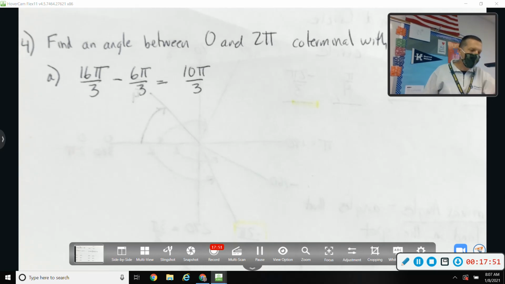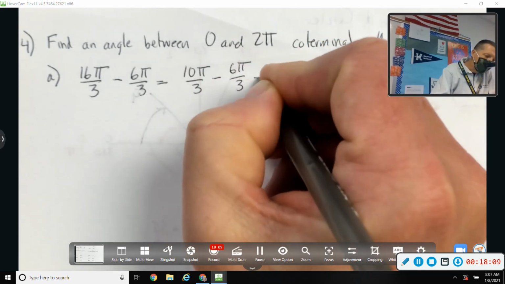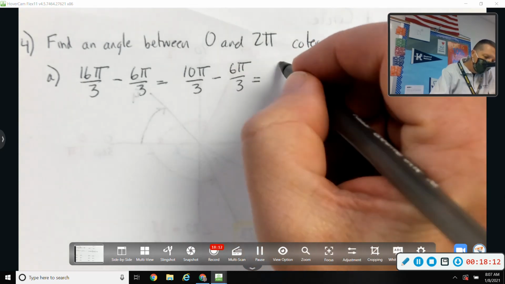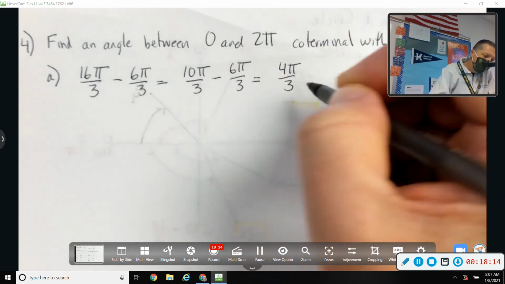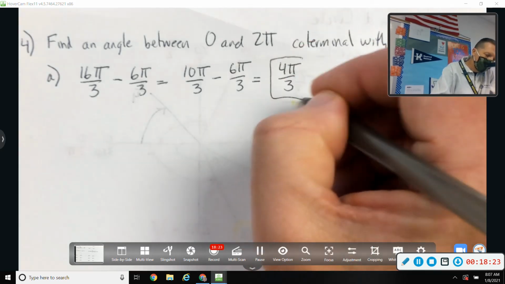And here's where our fraction sense comes in. Is 10 pi over 3 in between 0 and 2 pi? Yeah, some hesitant head shakes, but mostly head shakes. Because 10 divided by 3 is 3 and something. So we're not there yet. Let's subtract 2 pi again. 10 minus 6 is 4. 4 pi over 3. Is that between 0 and 2 pi? Yeah, because 4 over 3 is a little bit bigger than 1, but not quite 2. So there's the answer we're looking for.